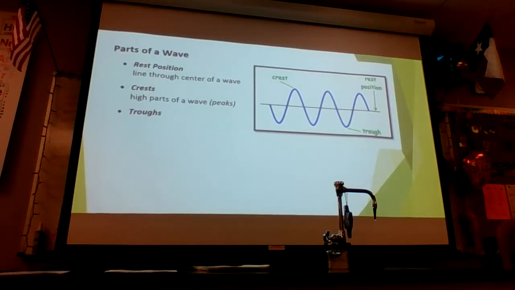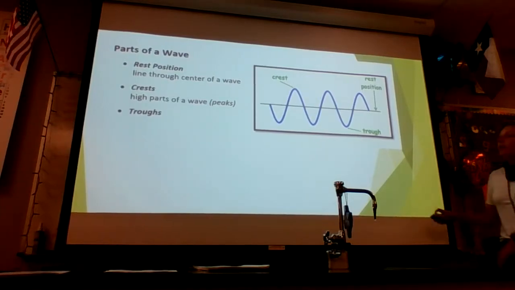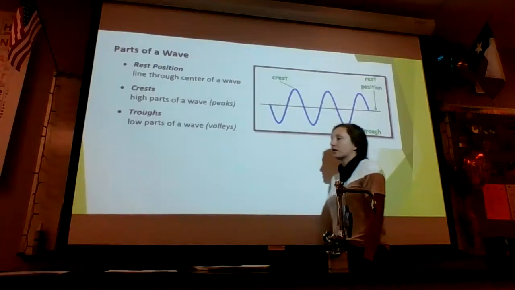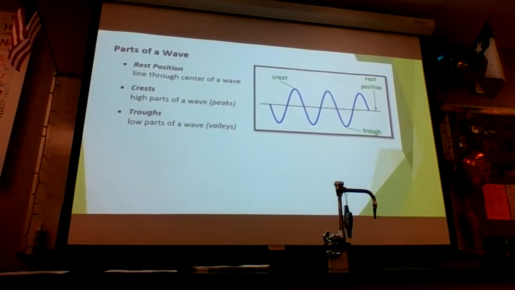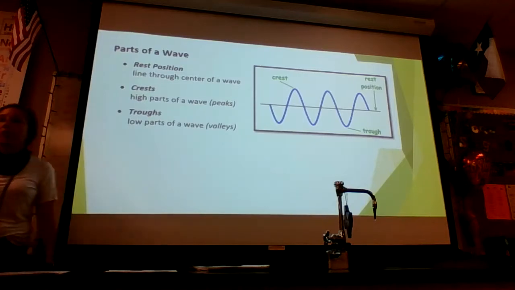The opposite of a crest, the lowest part of a wave, is called a trough. Low parts of a wave, valleys if you will. There's multiple of those as well. Think we can handle that? Think you'll be able to label that tomorrow? Okay, we'll add more labels as we go, but that's it for right now.